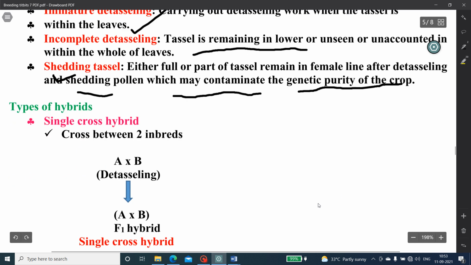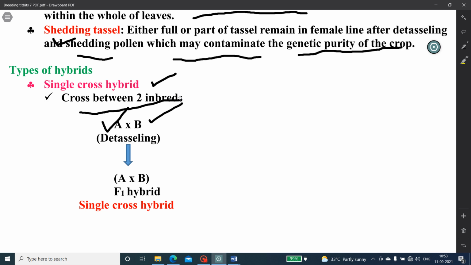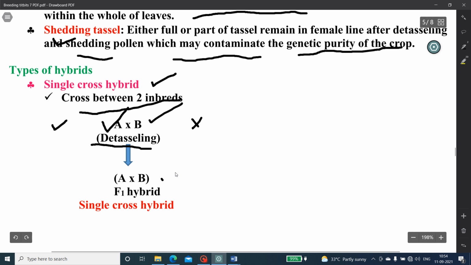And in maize there are different types of hybrids. I will be explaining one by one. Single cross hybrid is a cross between two inbred lines. A is an inbred that is used as female. B is another inbred that is used as a male parent, that is a restorer line. That means it restores the vigor of the female parent, and detasseling should be done only in the female parent, not in the male parent. If you cross A and B, you get the F1 hybrid, that is a single cross hybrid.